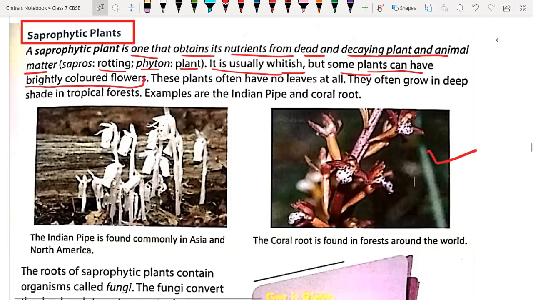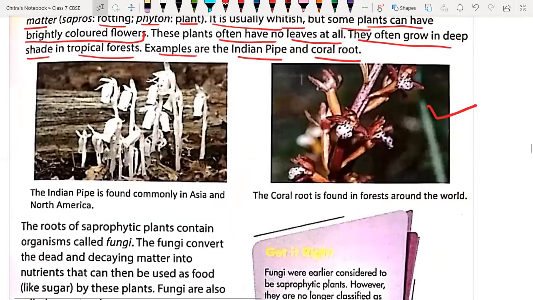These plants often have no leaves at all, because they do not perform photosynthesis, so they don't have chlorophyll, and without chlorophyll they don't have leaves either. They often grow in deep shade in tropical forests. Examples are the Indian pipe and the coral roots. Even the mushroom, the fungus that we sometimes eat, is also a saprophytic plant. Is it? Because mushroom is very delicious and we eat it, right?